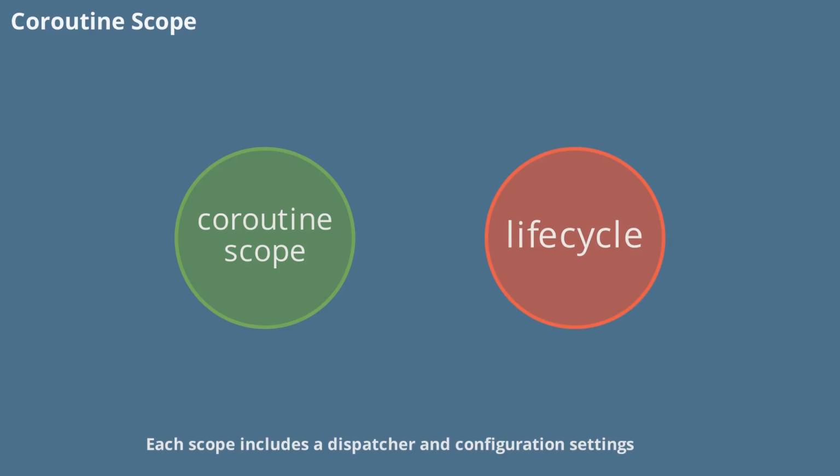CoroutineScope defines the lifecycle of a coroutine, controlling a group of coroutines in their context. Each scope includes a dispatcher and configuration settings, which coroutines inherit. In Android, scopes are often tied to components like ViewModel or activity, ensuring coroutines are canceled when the component is destroyed. This prevents memory leaks and unnecessary background work. Grouping related coroutines under a single scope allows for consistent error handling and efficient task management.